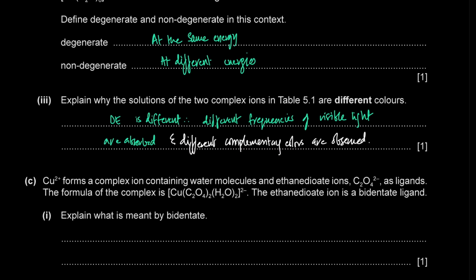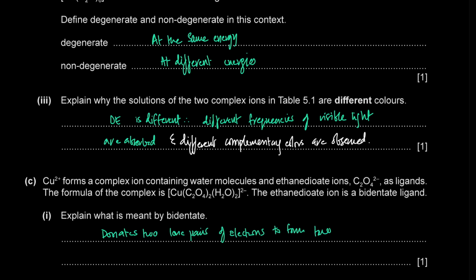Copper(II) forms a complex ion containing water molecules and ethane dioate ions as ligands. The formula of the complex ion is [Cu(C2O4)2(H2O)2]2-. The ethane dioate ion is a bidentate ligand. Explain what is meant by bidentate. A bidentate ligand is a ligand that donates two lone pairs of electrons to form two dative bonds.